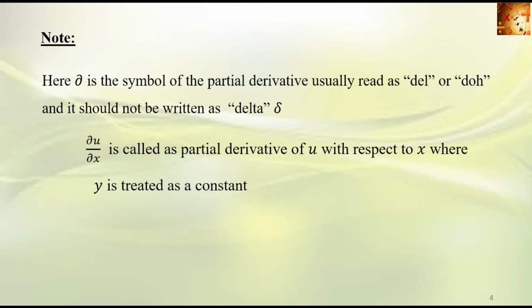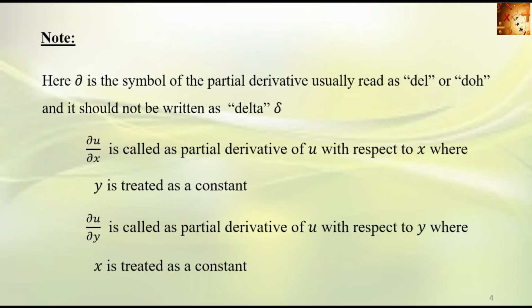While finding dou u by dou x in problems, we treat y as a constant term. Similarly, when you find dou u by dou y, which means the partial derivative of u with respect to y, here x is treated as a constant.